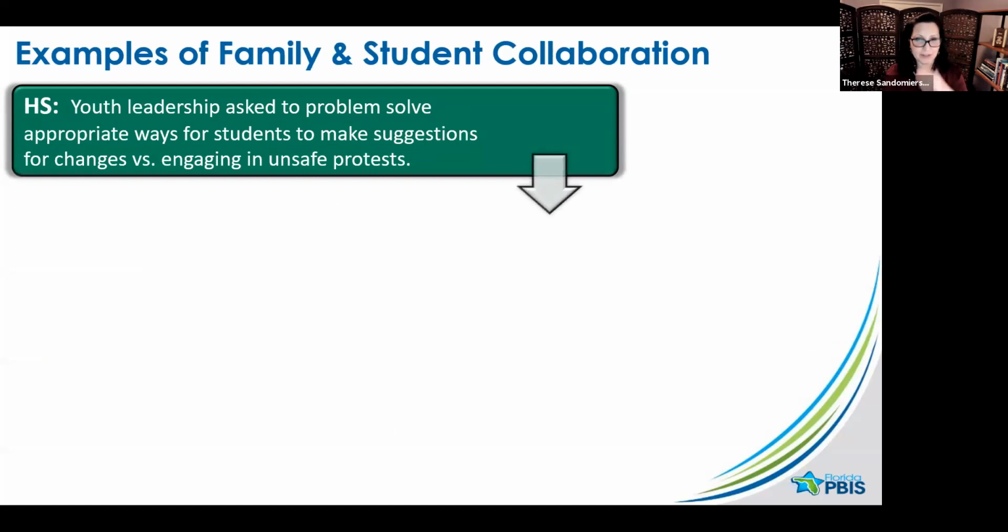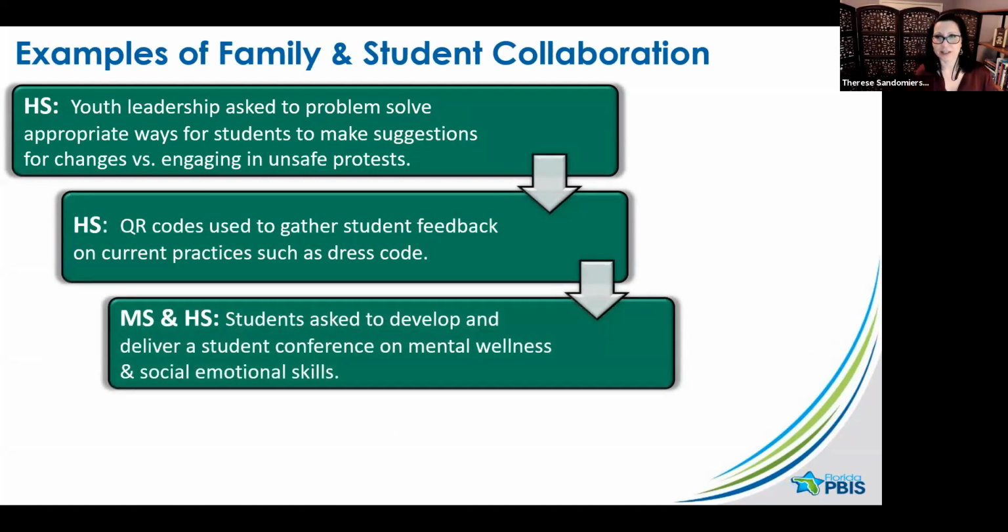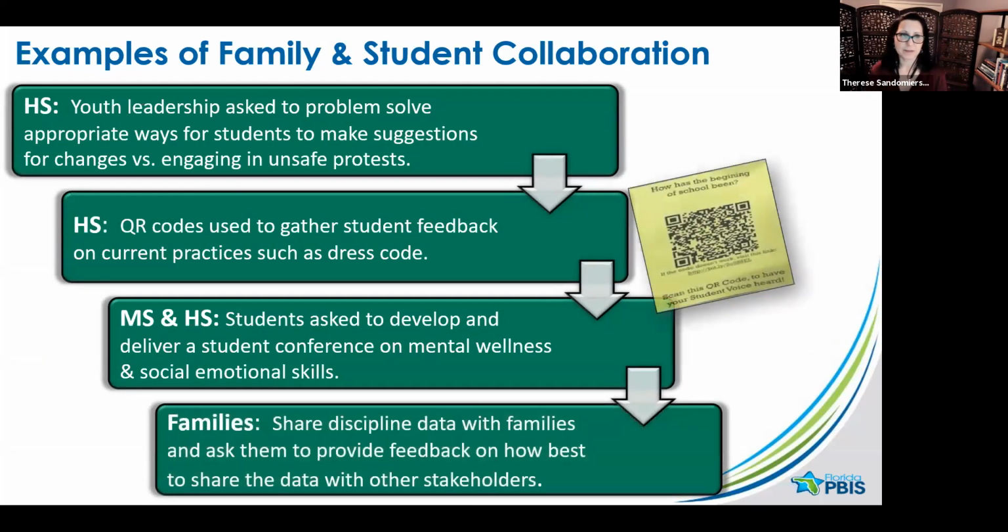Some examples that we've had here in Florida of family and student collaboration. The first example comes from a high school. This was shortly after the Parkland shooting that we had in Broward County, Florida. If you remember at that time, about a year or so ago, there were a lot of walkouts by students in protest of guns on campus.